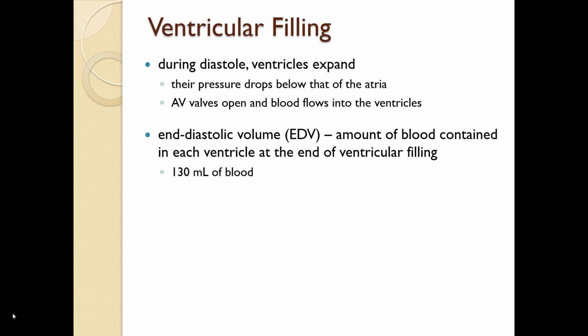So that will be the maximum amount of blood that you could get in the ventricles, because in the next second, it's going to start pushing that blood out. The amount of blood contained in the ventricles at the end of ventricular filling or just before ventricular contraction. And for an adult at rest, that amount should be 130 milliliters of blood in each ventricle.